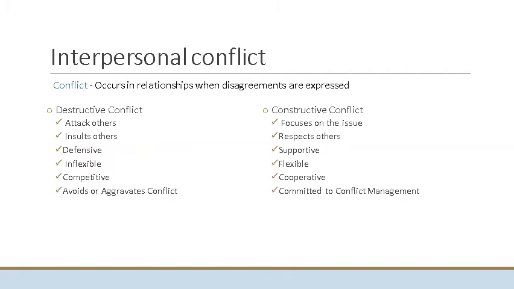Then next is constructive conflict. Conflict doesn't have to be bad. What conflict can do is focus on the issues and respect other people, be supportive and flexible, and it actually can cooperate instead of being competitive. And lastly, constructive conflict is committed to actually managing conflict and mending differences.